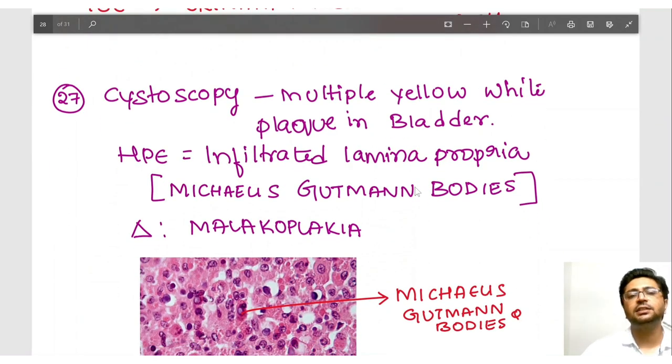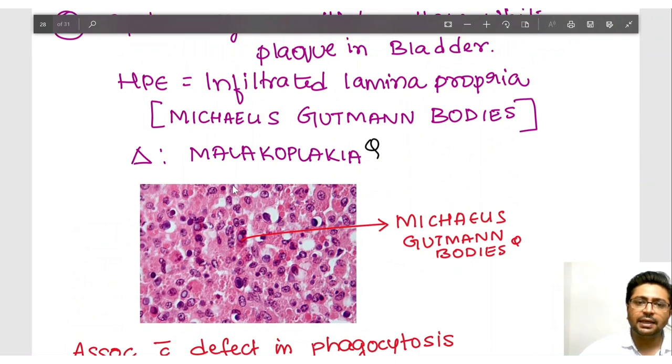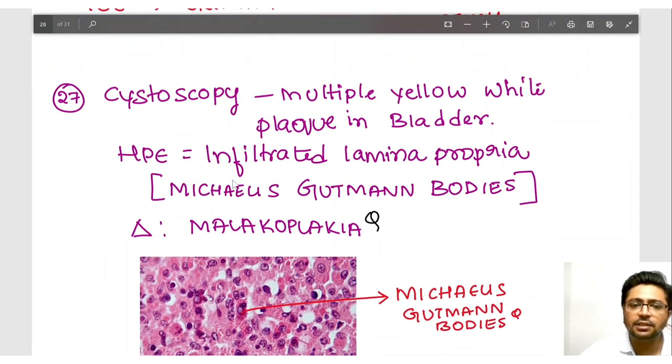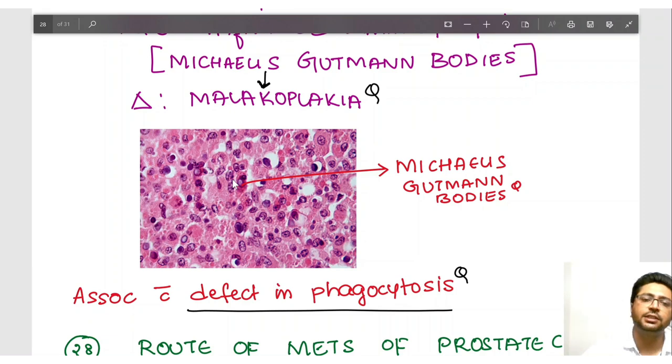The next question which was given is, cystoscopy shows multiple yellow-white plaques in the bladder and histopathological examination shows Michaelis-Gutmann bodies. So what is the diagnosis? The Michaelis-Gutmann bodies, this is the image which is given. So the diagnosis would be malakoplakia. Malakoplakia was asked twice or thrice during the previous NEET PG exams. Remember, Michaelis-Gutmann bodies are associated with malakoplakia. And the other important thing to remember is a defect in phagocytosis.